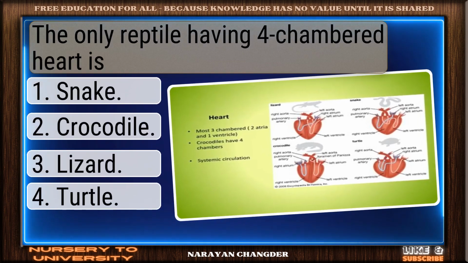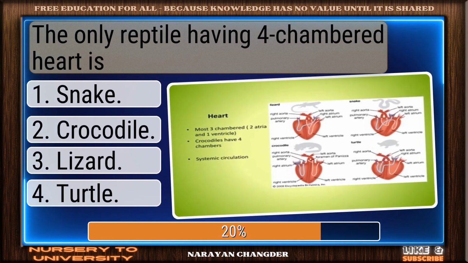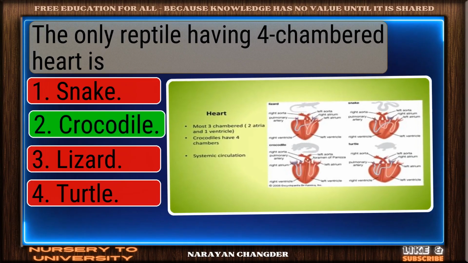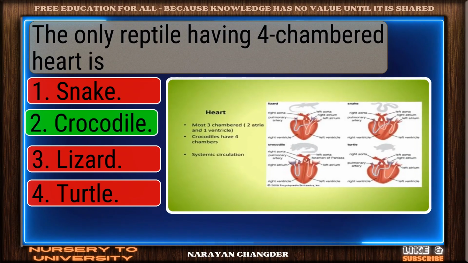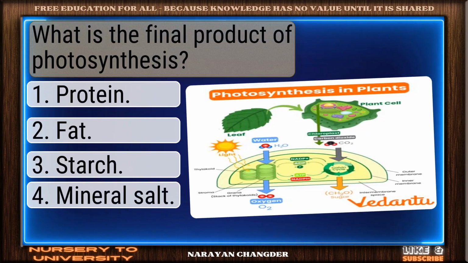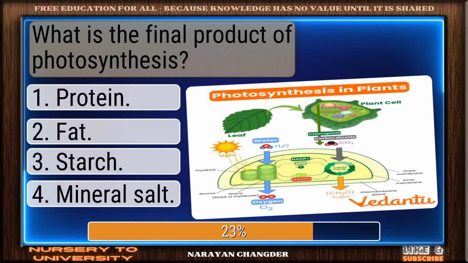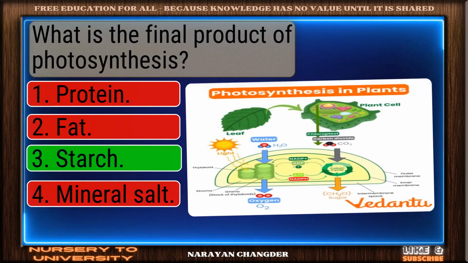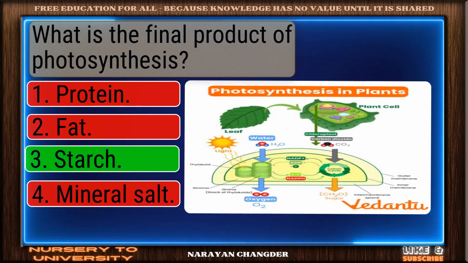The only reptile having a 4-chambered heart is. Correct. Crocodile is spot on. What is the final product of photosynthesis? You're right. Starch is correct.